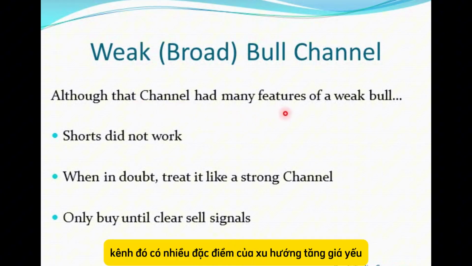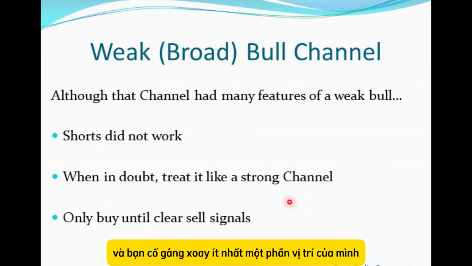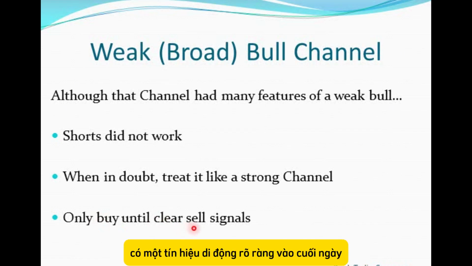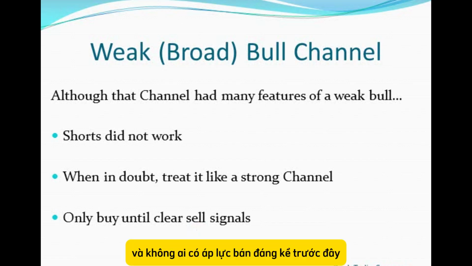Although that channel had many features of a weak bull trend, the shorts did not work. When you have any doubt, you treat it like a strong channel, and you buy and try to swing at least part of your position, and you only buy until there are clear sell signals. There was that one clear sell signal late in the day, and that earlier one at the wedge, but neither one had a strong bear breakout, neither one had much follow through, and neither one had significant selling pressure before those sell signals developed.